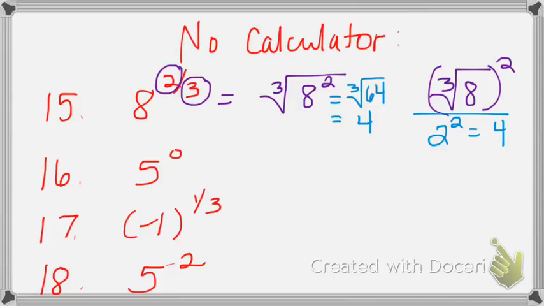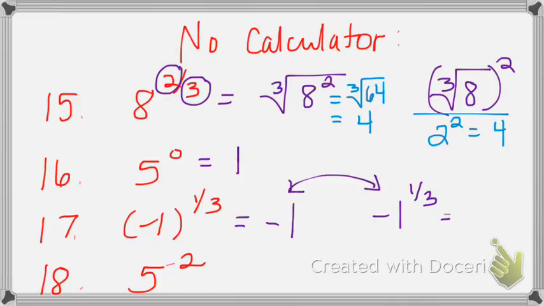Number 16, 5 to the 0 power is 1. Anything to the 0 power except for 0 is 1 always. Just wanted to tell you that. Alright, negative 1 to the 1/3. Anytime you have a negative raised to an odd power or a fractional odd power, you always still get a negative. Now, I want you to be aware that these two things are technically different.